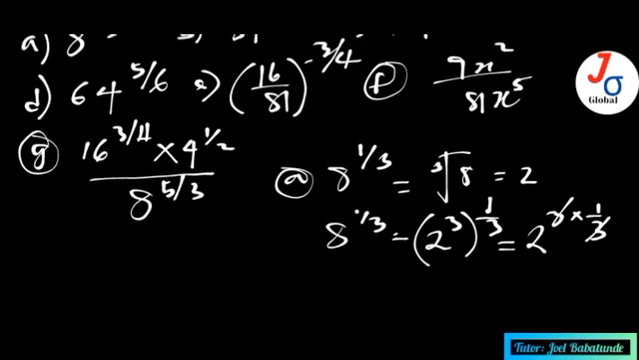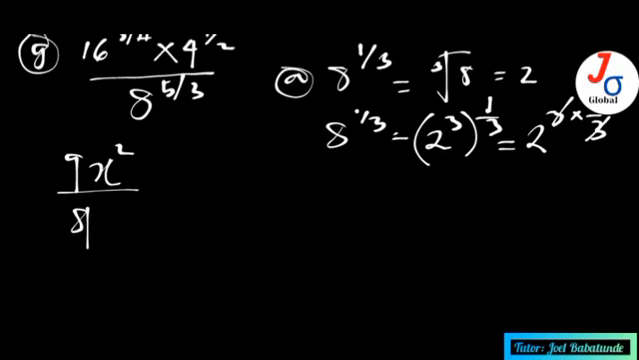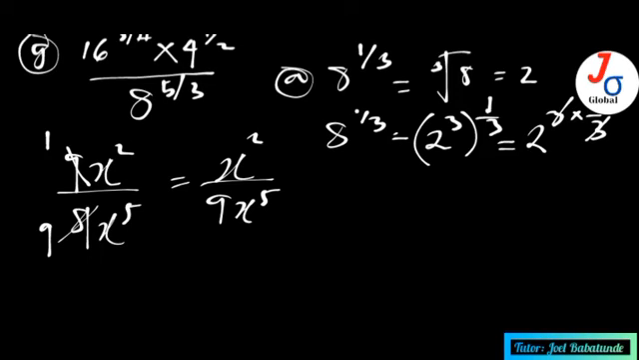So we have 9 to the power of x squared over 81 x raised to the power 5. So I know 9 can go into 81. 9 here 1, 9 in 81, 9. So I have x squared, so there's no need to write my 1, over 9x to the power of 5. So basically, I could just separate this by saying 1 over 9 multiplied by x squared over x to the power of 5.